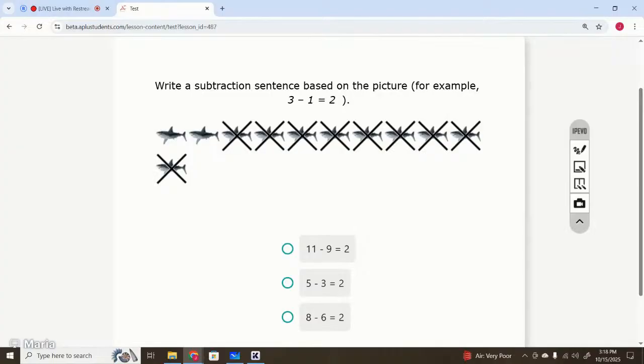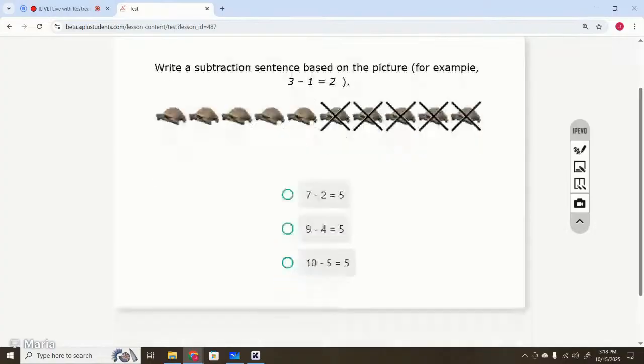Write a subtraction sentence based on the picture. 11 take away 9 is 2. Option number 1 is the correct option.